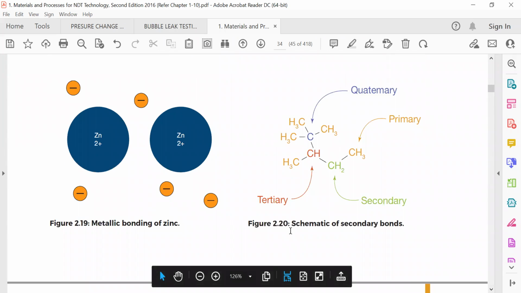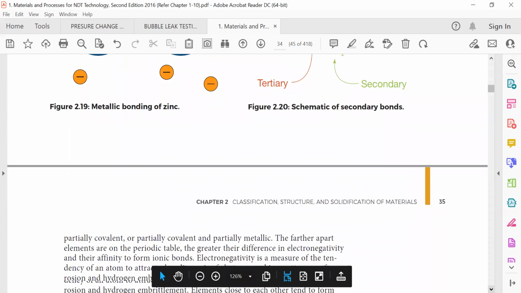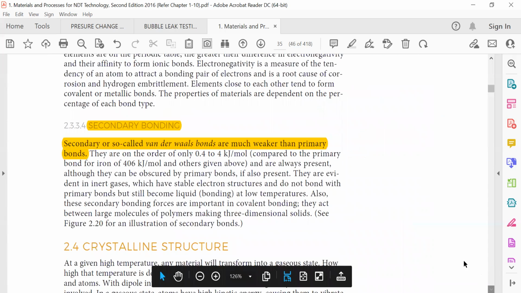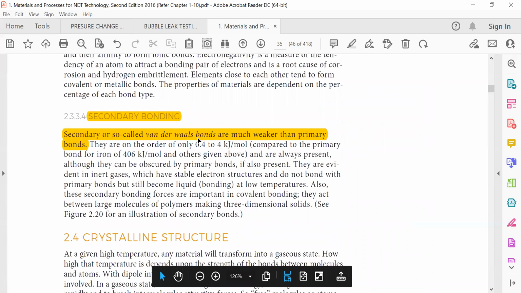Metallic bonding, zinc. Schematic of secondary bonds. We will not go too much into it. Secondary bonds, also called van der Waals bonds, are much weaker than the primary bonds.